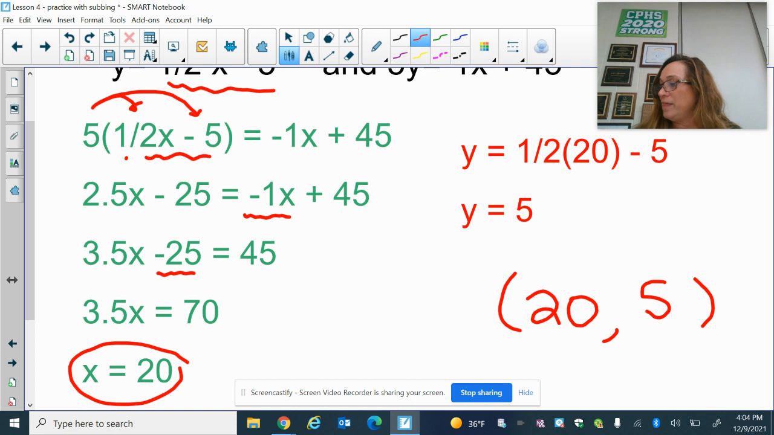All right. So that is page 14 in the packet. You are going to work independently on page 15.